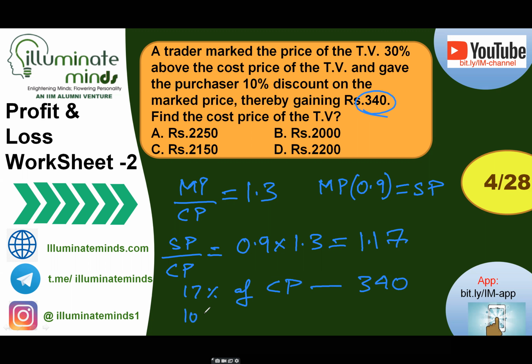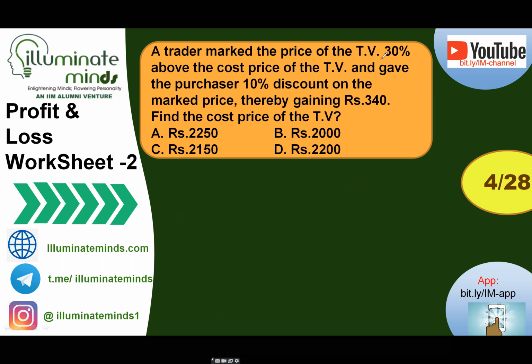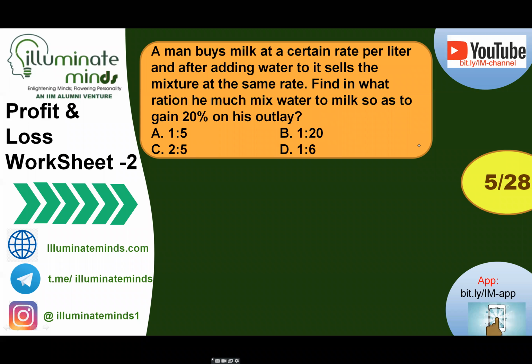So 100% of cost price, which is cost price itself, will be equal to how much? 340 divided by 17 times 100, so the answer will be 2,000 rupees. Option B is the correct answer. I hope it's okay. So this is the medium sheet of profit and loss. We'll move to the third sheet also, that will be the difficult one.